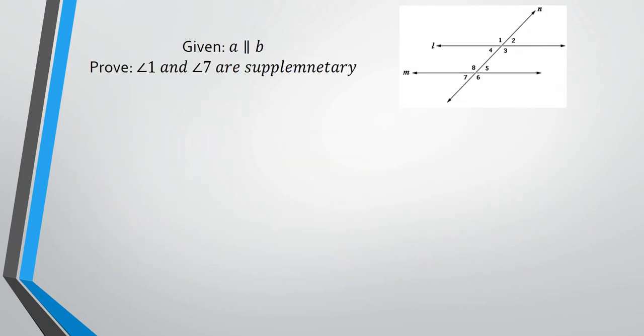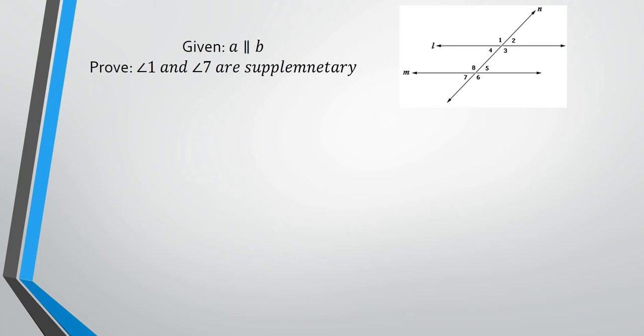Okay, let's look at our next. Okay, what I'd like you to do, I'm sorry, I couldn't figure out this slide for a second. So I'd like you to copy this down and try to prove that angle 1 and angle 7 are supplementary. So take a moment, turn off the slide, and see if you can figure that one out. If you can't, we will do it together in class, but give it a shot.